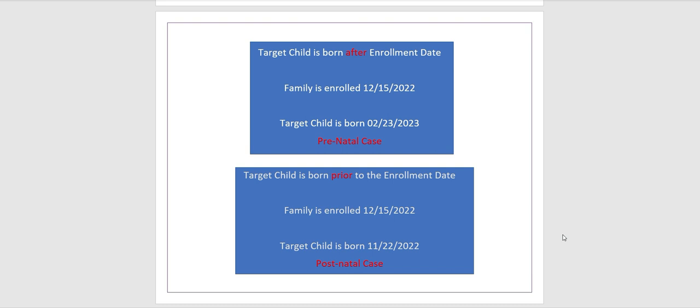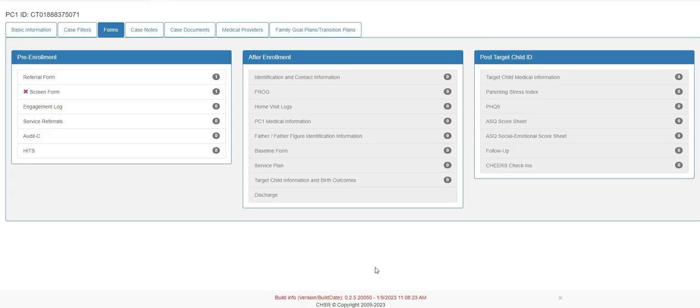It is important to understand these case statuses. It is also important to know where the target child date of birth can be changed and when it can be changed. The target child's date of birth can be edited a few times prior to the baseline form being entered.